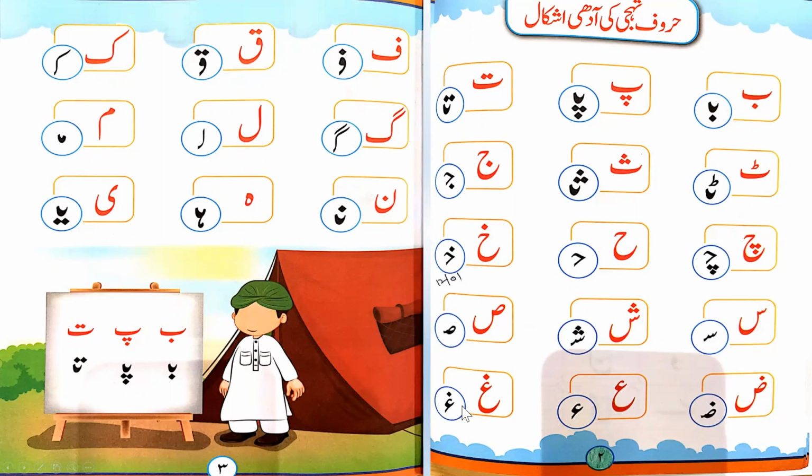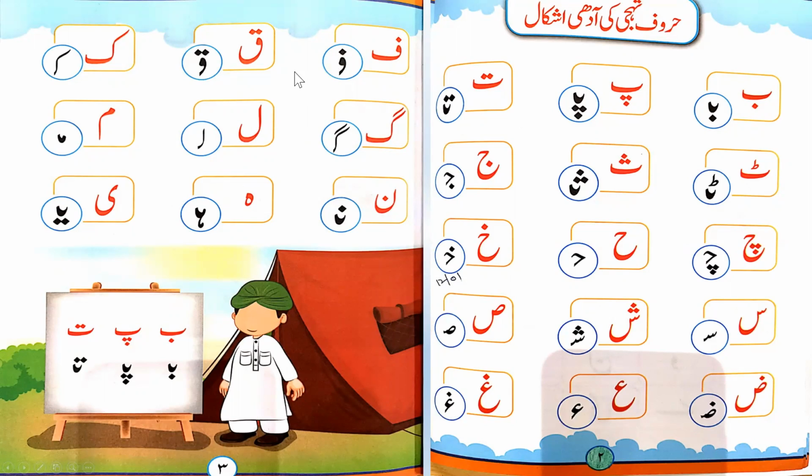Ain and Ghain. Now this might look like a Hamza, but it's not a Hamza. If it was a Hamza, as the first letter, then Hamza will not join with the next letter after it. So that means if it's joined with a letter, then that is an Ain, and when it's got a dot on the top, it's a Ghain.